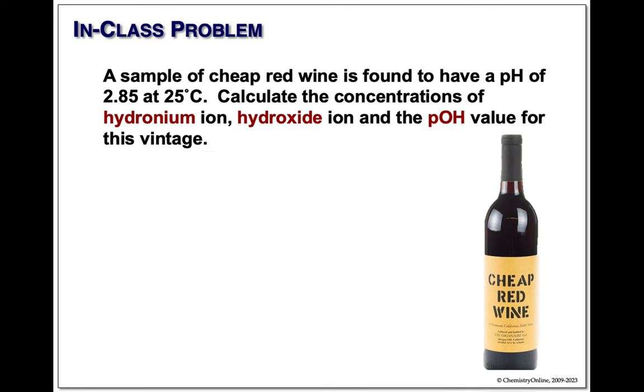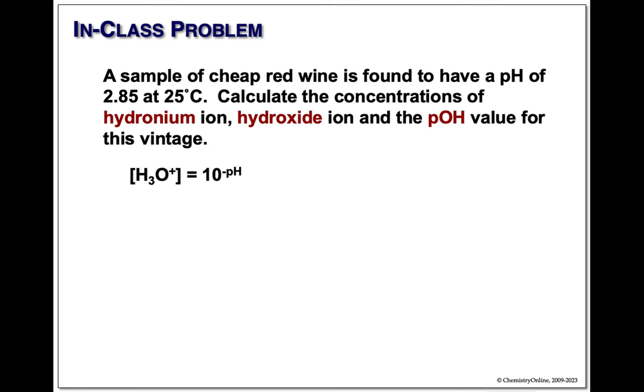Let's start with hydronium. Hydronium, we know, is going to be 10 to the minus pH. This is 2.85. We're going to substitute. Type in minus 2.85, hit 10 to the X. That's hydronium.